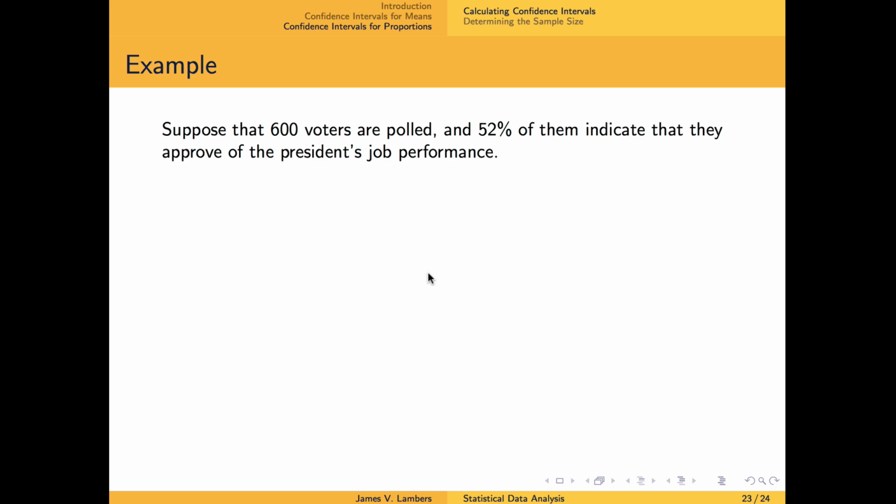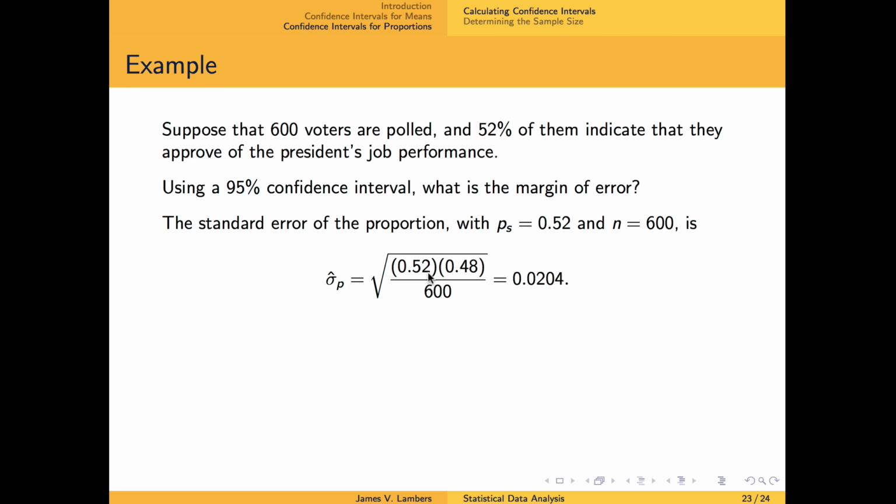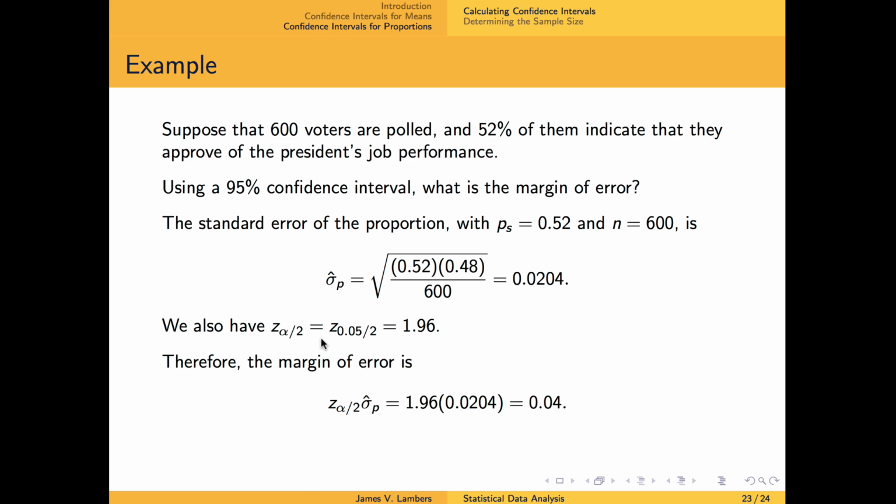We poll 600 voters and obtain a sample proportion of 52%. We want to find a 95% confidence interval for a population proportion. We use the sample proportion and sample size to obtain the standard error of a proportion, and then obtain z sub alpha over 2 from a normal distribution table. Multiplying this value by the standard error, we obtain the margin of error for the confidence interval, which turns out to be 4%.